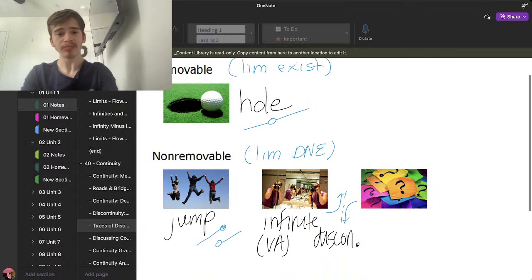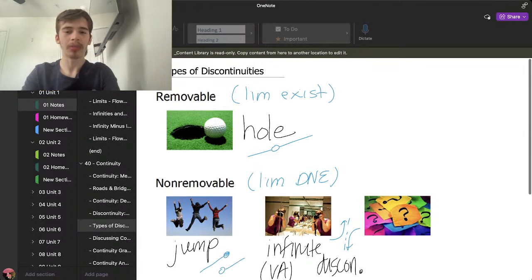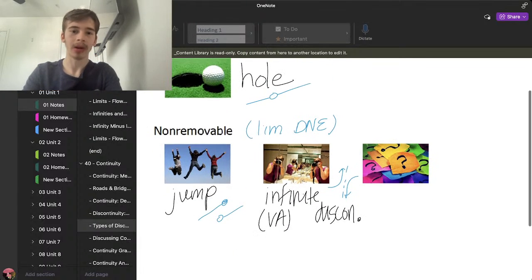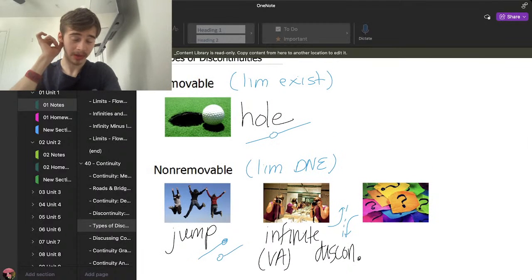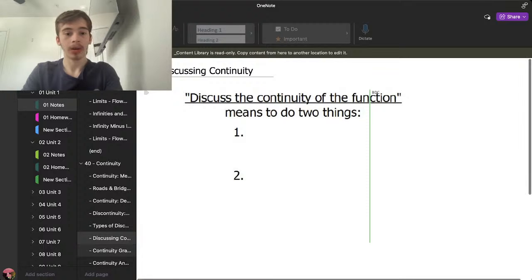That's the main one. Non-removable. Removable: the limit exists. Non-removable: the limit does not exist, which could include jumps, where it just changes graphs at that point, most likely a piecewise. Limit DNE for a vertical asymptote. Infinite discontinuity is another name for it. And some other weird scenario, which purely depends on what graph or equation you're working with.